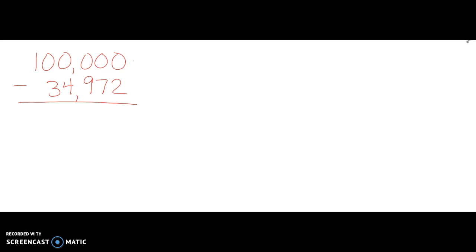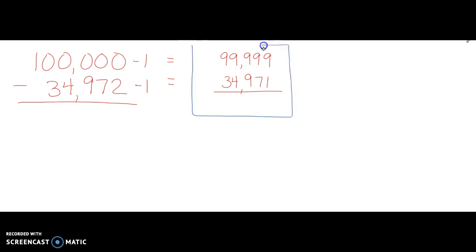Let's subtract 1 from 100,000. That leaves us with 99,999. Let's subtract 1 from 34,972. That leaves us with 34,971. So now let's try to solve this problem.